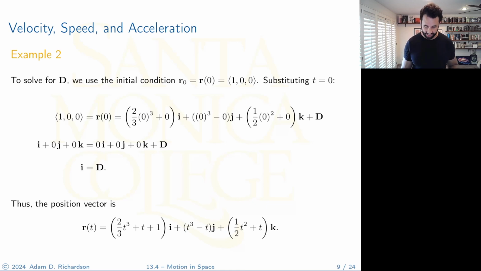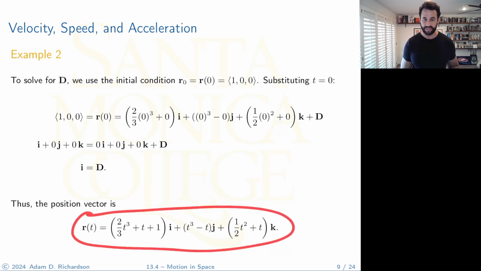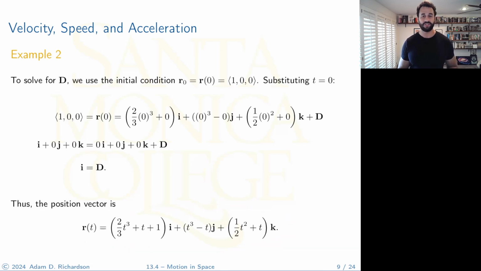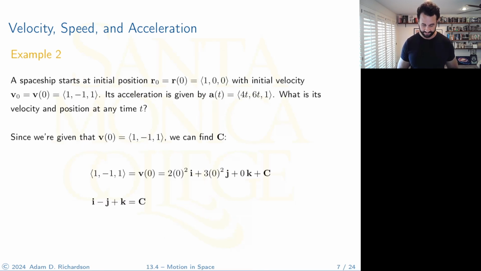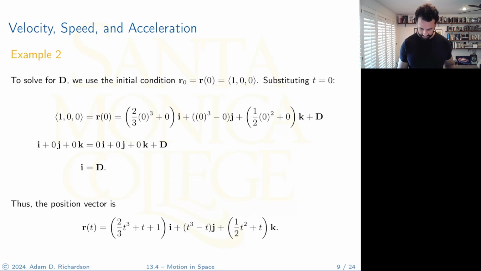Now we can substitute that into our general formula for the position vector and rewrite the whole thing like so. So that's the position vector. That's the position vector of the particle that has these stipulations here. Or sorry, the spaceship. That's the position vector of the spaceship. All right, so that one.